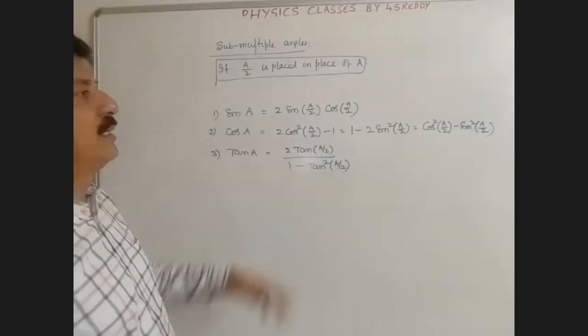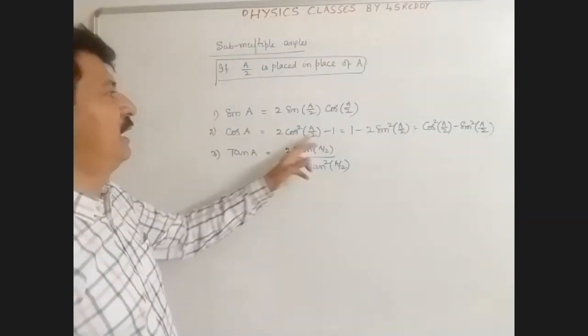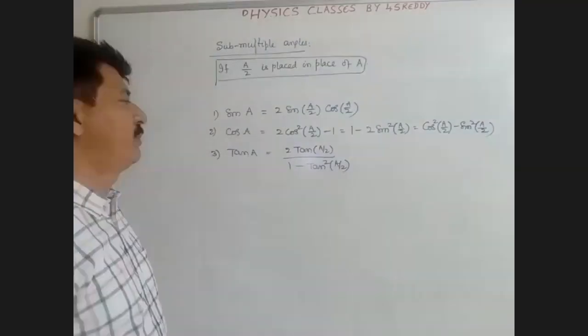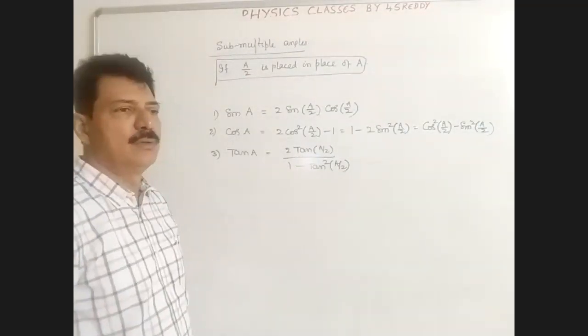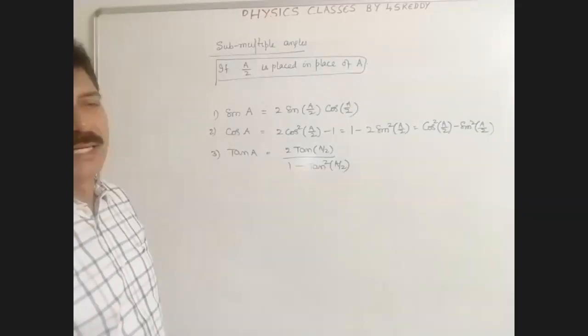These are submultiple angles. From that, you can calculate cos A by 2, square root of 1 plus cos A by 2, like that you can write. Sin A by 2, square root of 1 minus cos A by 2, like that.